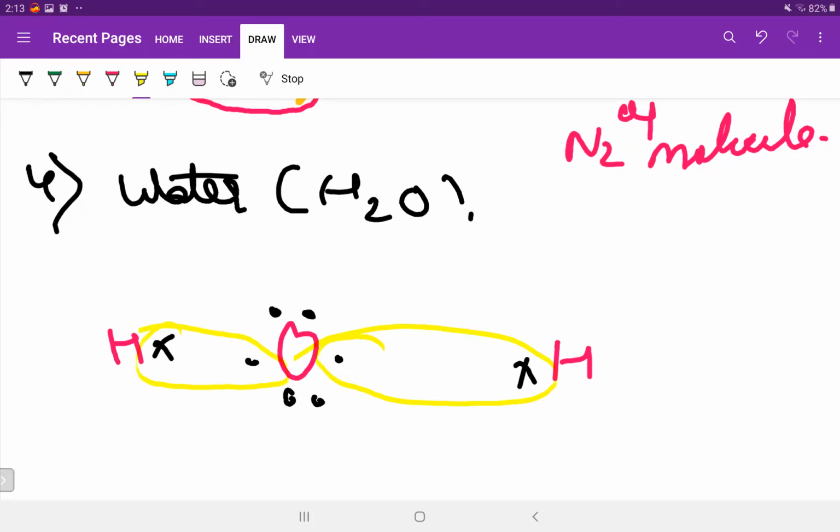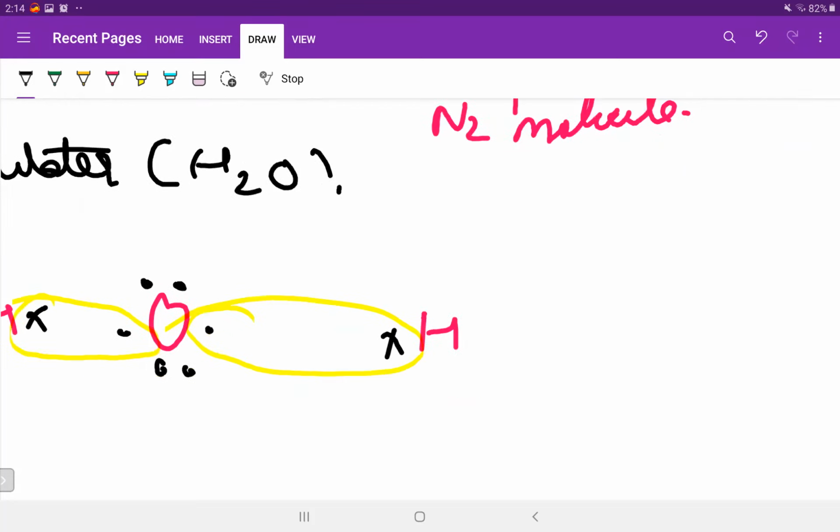Both are stable. Hydrogen is having 2, an electronic configuration which is nearest to the noble gas. Which one? Helium, isn't it? And oxygen is also stable because it has shared 2 more electrons, isn't it? So this is the electron dot structure, very often asked.